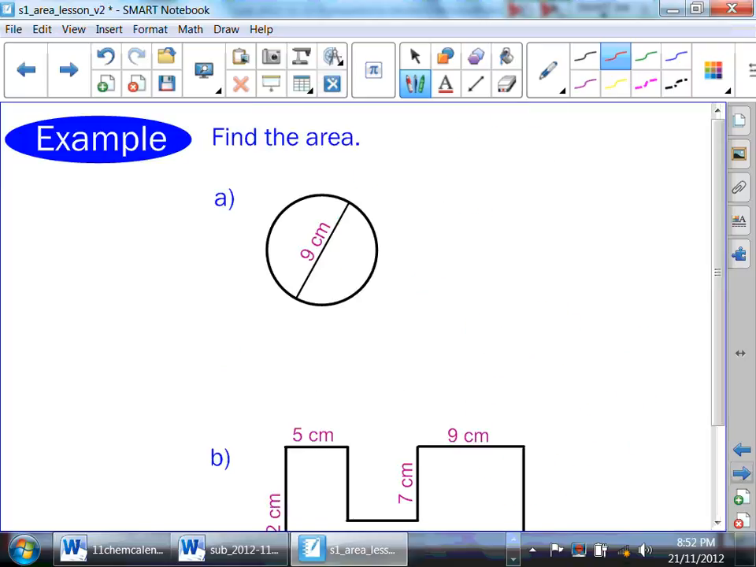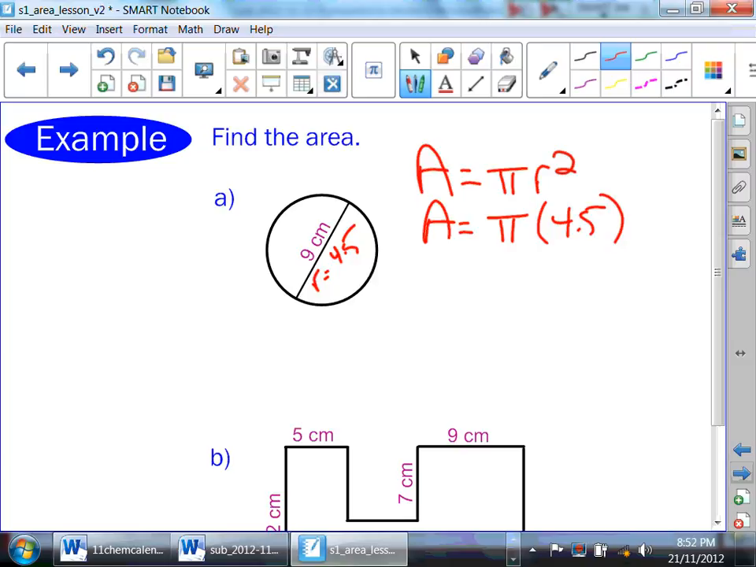Okay, find the area. So it's a circle, so we know the area is pi r squared. The trick to this question is it doesn't give us the radius, it gives us the diameter. The radius is half of the diameter, so the radius is going to be 4.5 centimeters. That's half of 9 centimeters. So when we come to the radius, we're going to plug in 4.5 here, squared, and then we're going to take pi times 4.5 squared.